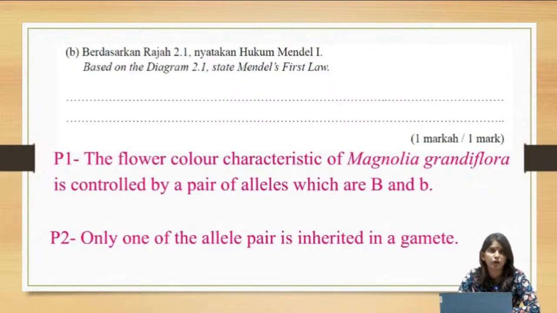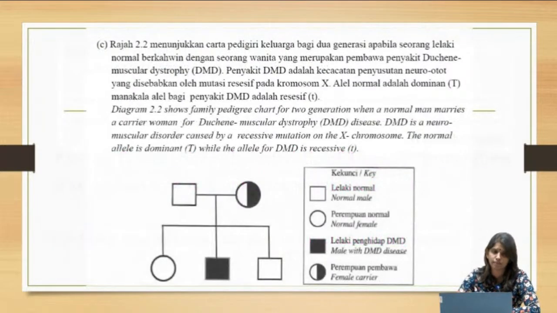This could be your answer, possible answer. Okay, so now we have a look at the next question. If you see, we have a diagram of a family pedigree chart. It's given for 2 generations, and this is basically a pedigree that shows when a normal man marries a carrier woman for Duchenne muscular dystrophy, DMD disease.